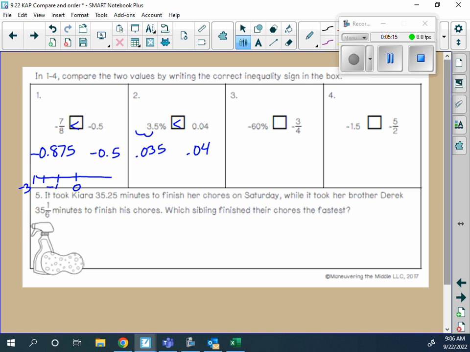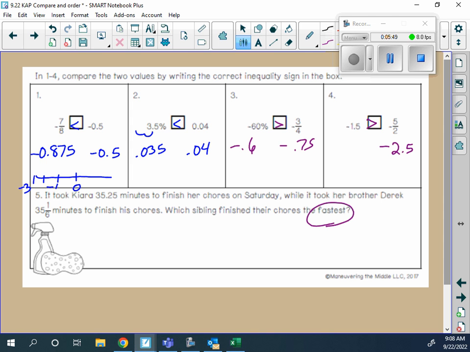How about y'all try 3, 4, 5 with your table group? Pause the video. Y'all get those so far? Both greater than? Okay.